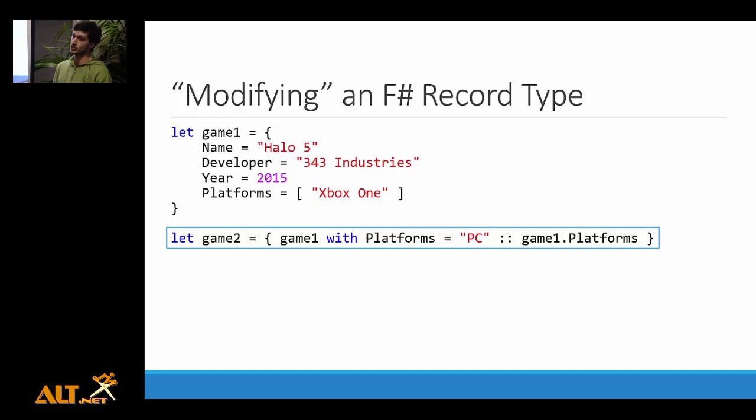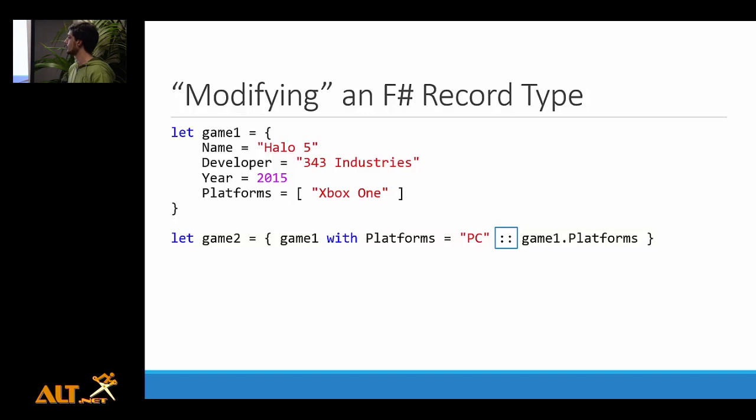We only have to list what we want to change, which means that if I want to add another property to that type later, I can do that, and I don't have to go change all the places where I've done a copy and add another constructor parameter. So the other thing to note here, that list addition, we're doing that using a cons operator, that double colon. What that's doing is basically creating a new list and putting PC at the front of it. So keep in mind that that's not changing the original game1.platforms list.